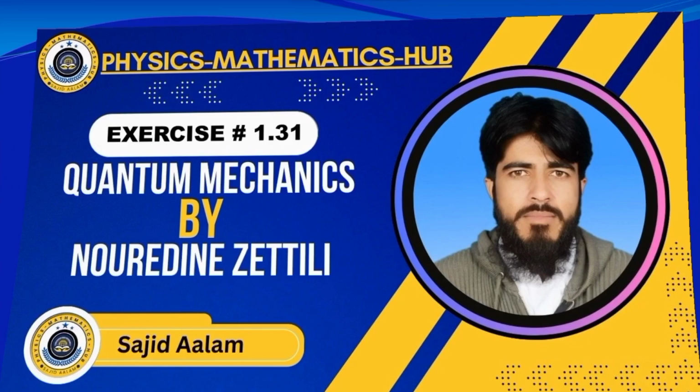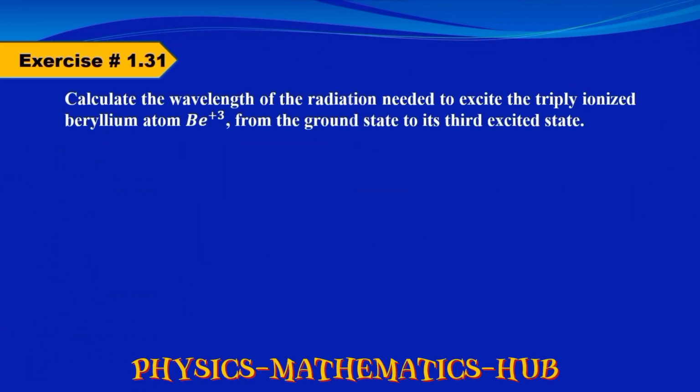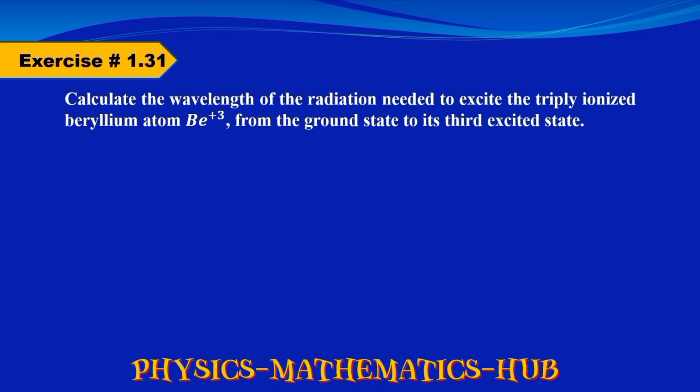Statement of the problem is: calculate the wavelength of the radiation needed to excite the triply ionized beryllium atom from the ground state to its third excited state. To solve the problem, let's understand the statement by the given figure.